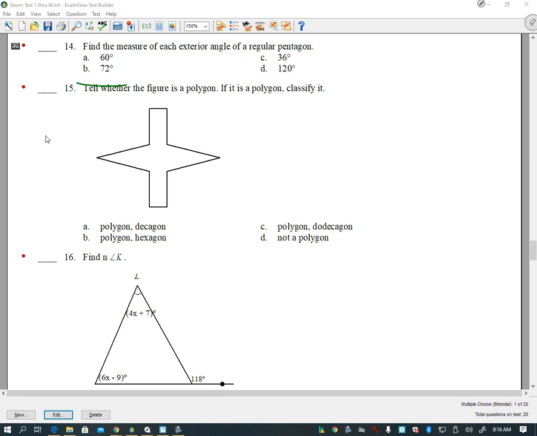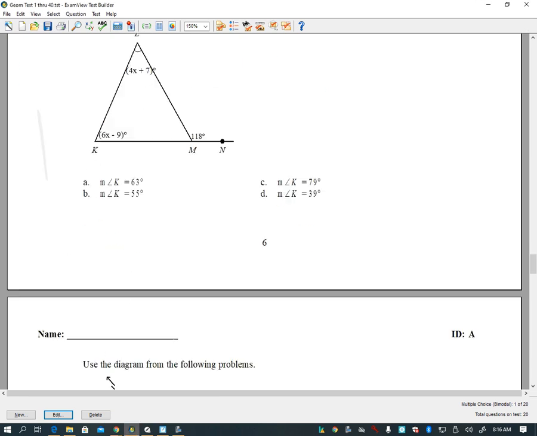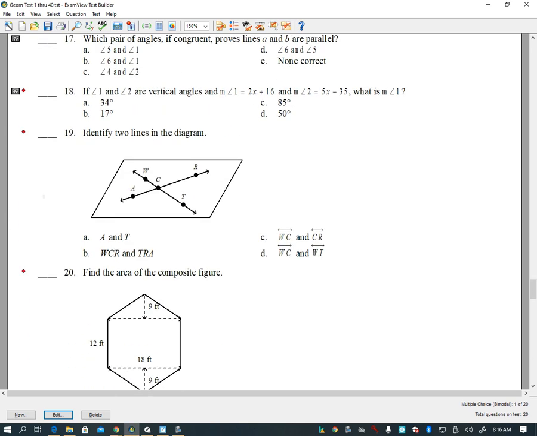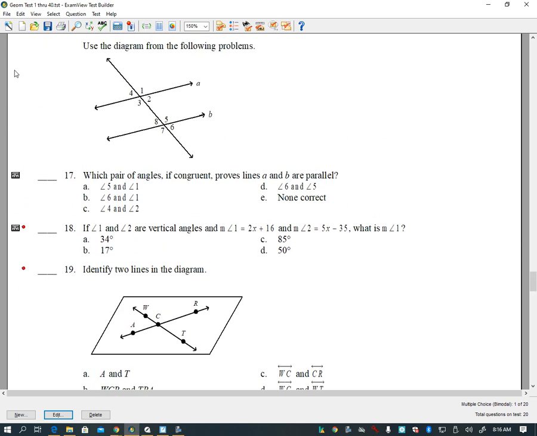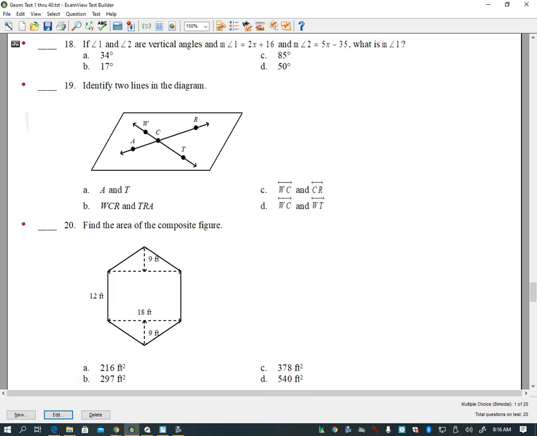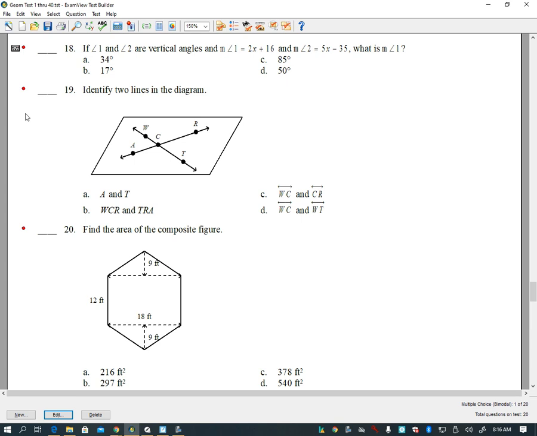Okay. All right, so let's see, 18. Okay, so 18 is drawing from our picture up here. It says if angle 1 and angle 2 are vertical angles, then what is measure angle 1? What do I know about vertical angles? Vertical angles are congruent. Okay, vertical angles are congruent. You need to write that down if you do not know it by heart.